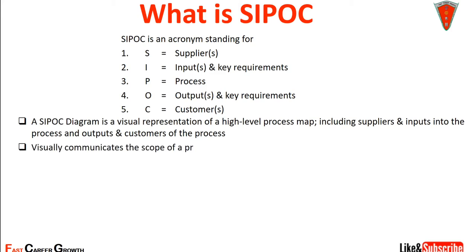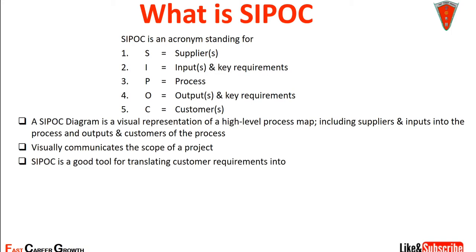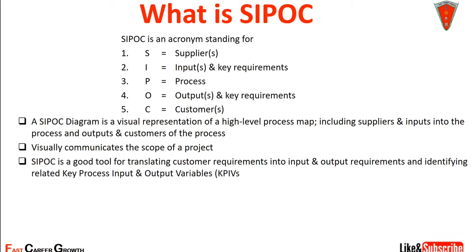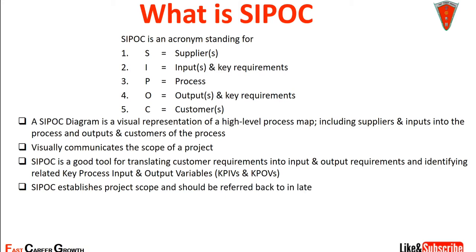It visually communicates the scope of the project in the define phase. SIPOC is a good tool for translating customers' requirements into input and output requirements and identifying related key process input and output variables, which are also known as KPIVs and KPOVs. SIPOC establishes project scope and should be referred back to in later project phases to ensure adherence to scope and eliminate scope creep.